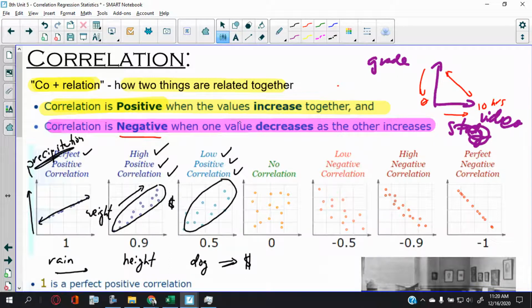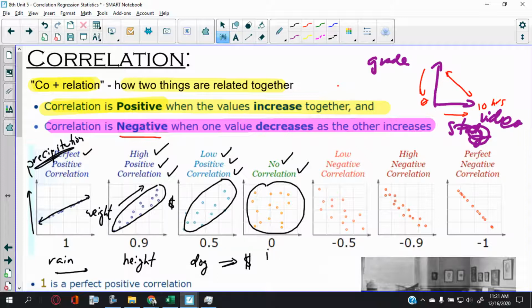Now, this next one, have you noticed the points are all over the place? So it's completely scattered. In that case, there's no correlation, meaning what one thing has to do with another has nothing to do with one another, actually. So let me give you an example.